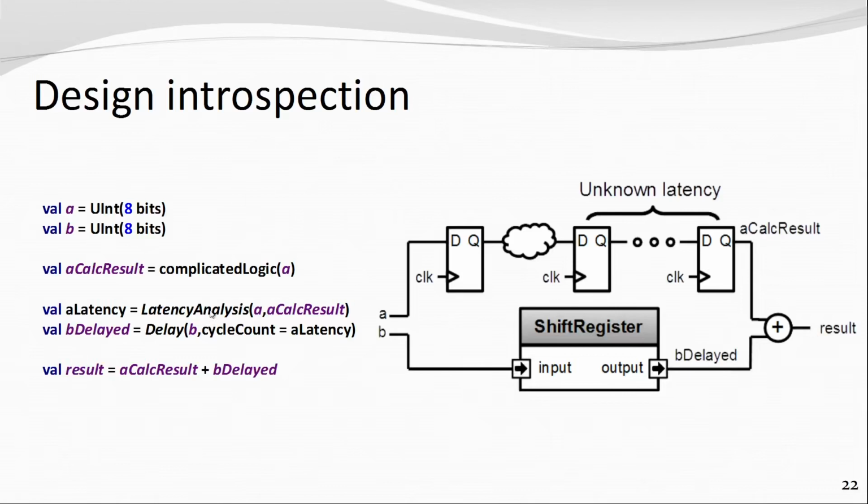But in SpinalHDL, you can, for example, ask the netlist to give you the latency between this point and this point by using the latency analysis function. And there you go, the latency of this pipeline. And you can instantiate your delay with the right delay. I mean, which makes your design much more elastic, which allows you to modify things there without having to care about this stuff.